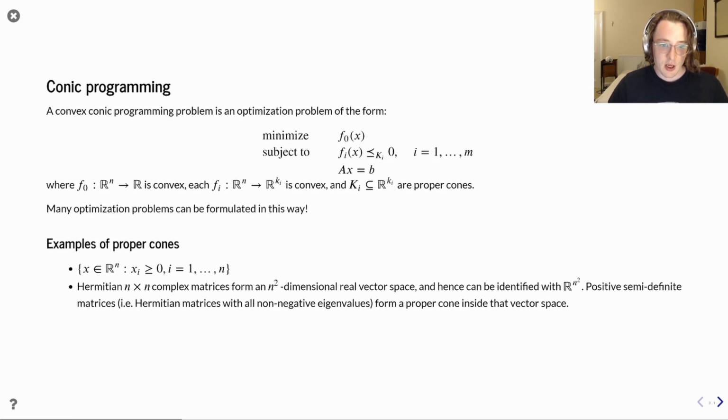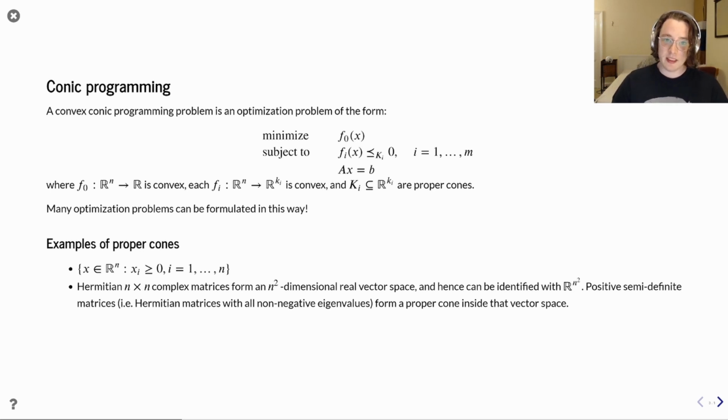Okay, so what type of problems are we talking about? Convex conic problems. So it's an optimization problem where you're minimizing some real valued function of your variable, which could be a vector, subject to some constraints, which can be these conic constraints. So this f_i of x is smaller with respect to some cone than zero, or linear constraints like Ax equals b, where A is a matrix. So what are these cones? It's a pretty general framework.